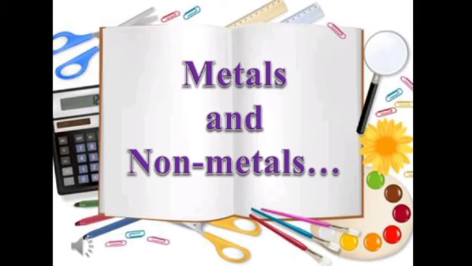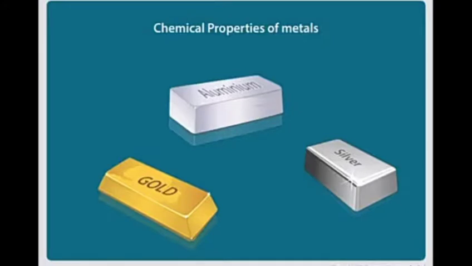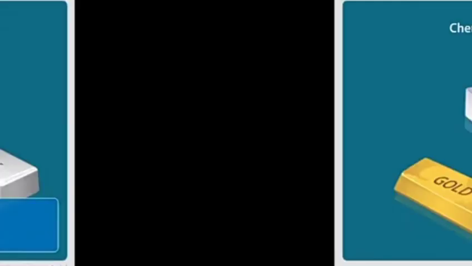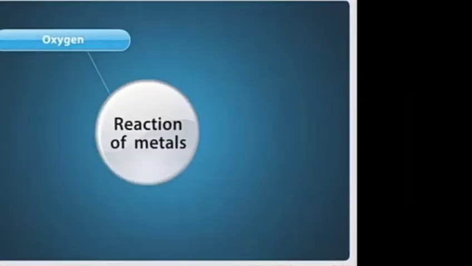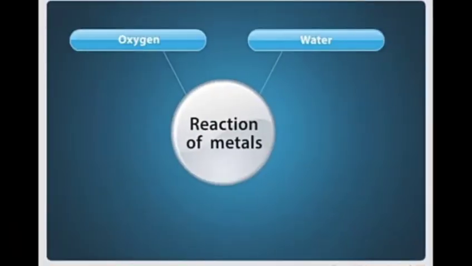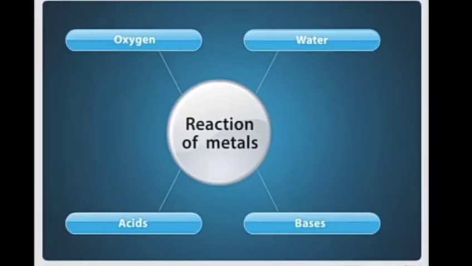In our previous class we started with the chapter metals and non-metals, and there we discussed the physical properties of metals as well as non-metals. So far we have discussed the physical properties, and now we are going to discuss their chemical properties. Firstly, we'll discuss the chemical properties of metals. Here we'll discuss the reaction of metals with different elements like oxygen, water, acids and bases.